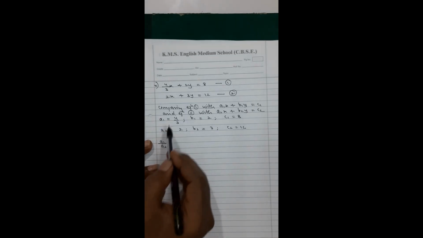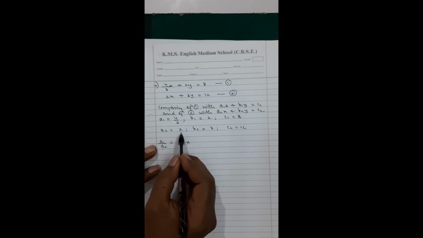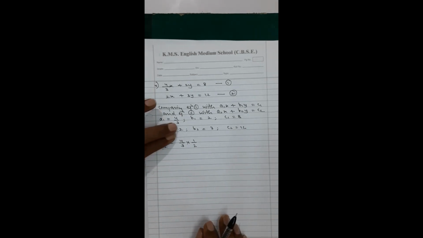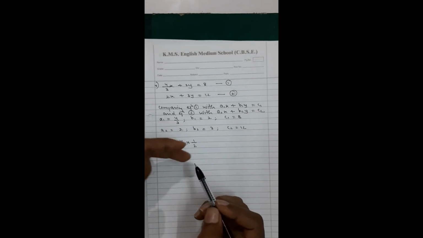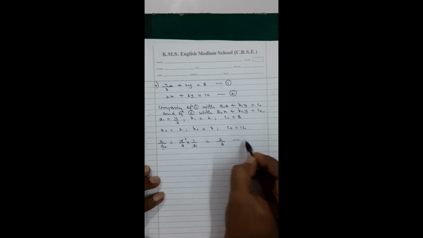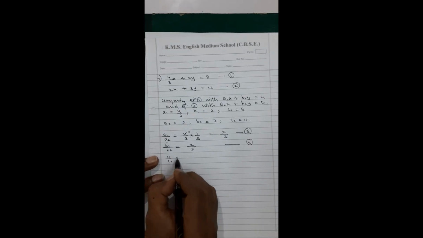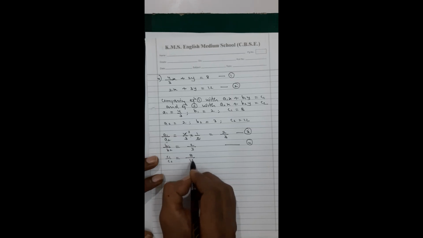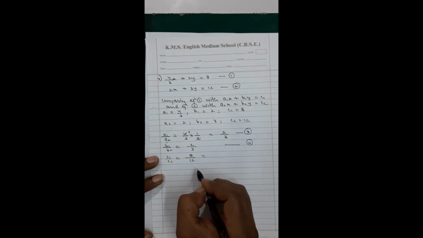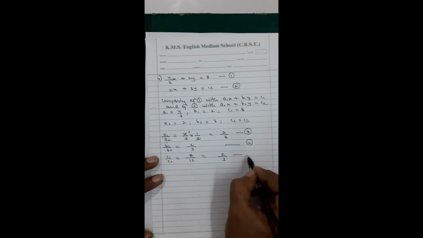So a1 upon a2, what is a1? 4 upon 3. What is a2? 2. So 2 upon 1, it will become 1 upon 2. Are you getting? This is 2 upon 1. When I am writing this in the denominator, it will become 1 upon 2. So this will become 2 ones are 2 upon 3. Fine. And b1 upon b2 is equal to 2 upon 3, straight. And c1 upon c2 is equal to 8 upon 12, right? 8 upon 12. 4 2s are 8, 4 3s are 12.